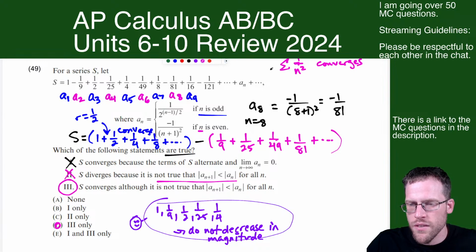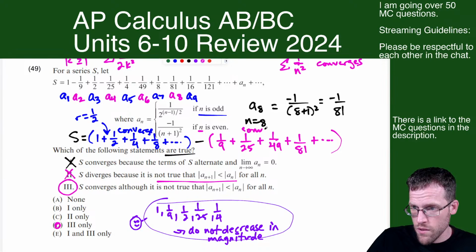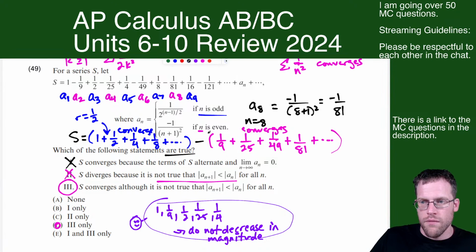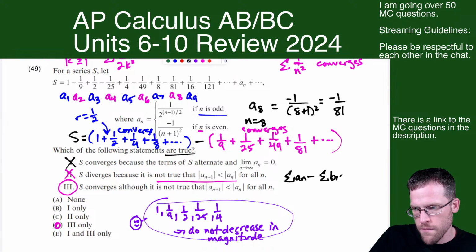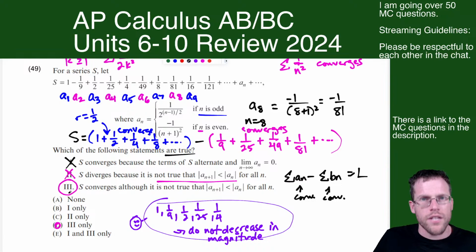If n is always even, I could define n to be equal to 2k, where k is an integer greater than or equal to 1. Then 1 over 2k squared, this series still converges. So this converges too. Now think about this. I have a converging series minus a converging series. If I have the sum of a sub n minus b sub n, and these both converge, then this will equal some value L. So the whole thing converges. So that's why Roman numeral 3 is true.